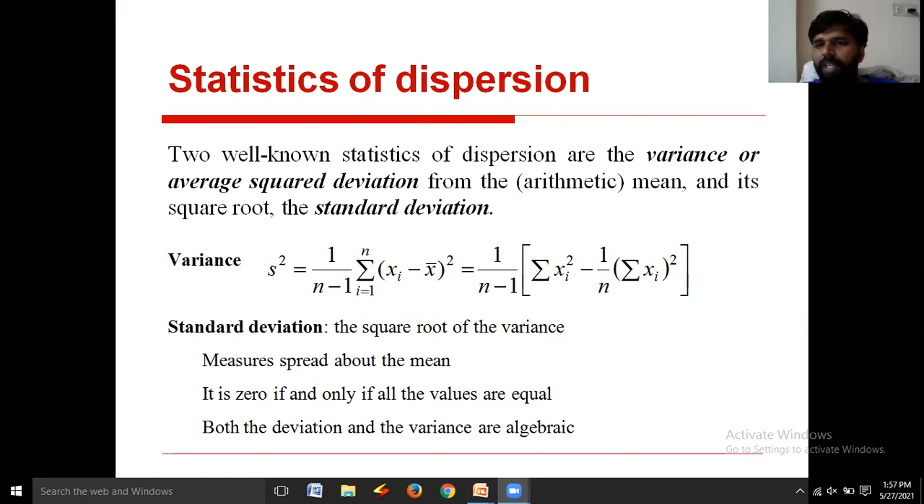That is equal to 1 by (n minus 1) into the summation of xi square, means for each element we perform the square operation and the summing operation, minus 1 by n into the summation of xi, whole square. This is the formula we are using to find the variance. And coming to the standard deviation, we are not using any special formula. The square root of the variance is called standard deviation. After calculating the variance, we take the square root of the variance, then we will get the standard deviation, right?